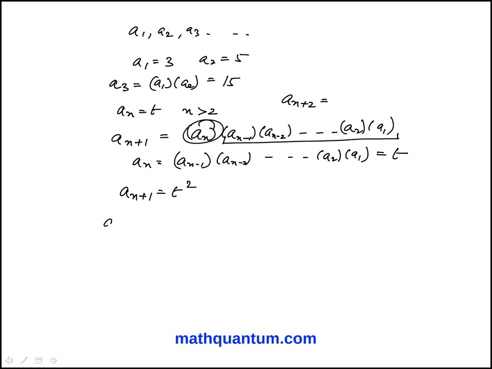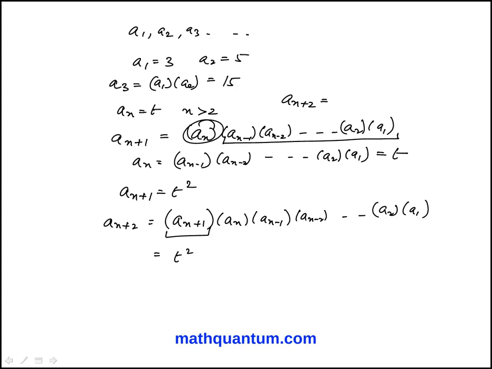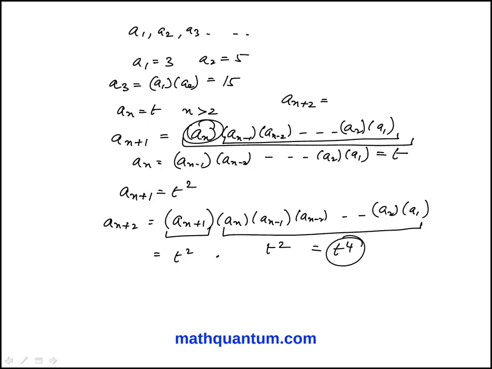They're asking for AN plus 2, so AN plus 2 is AN plus 1, AN, AN minus 1, AN minus 2. It's good to write descriptively. And we know that AN plus 1 is T squared. What about this term? Well, that is the same as AN plus 1 as well, as you notice here. So it's the product of T squared times T squared, which is T to the 4, and that is answer choice D.